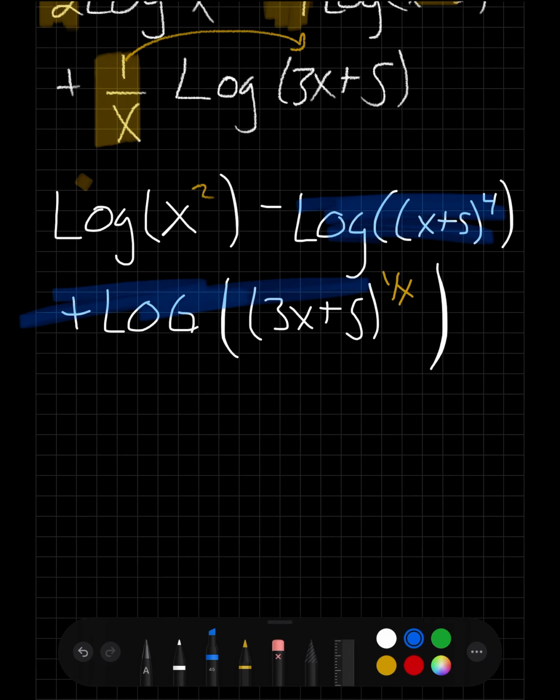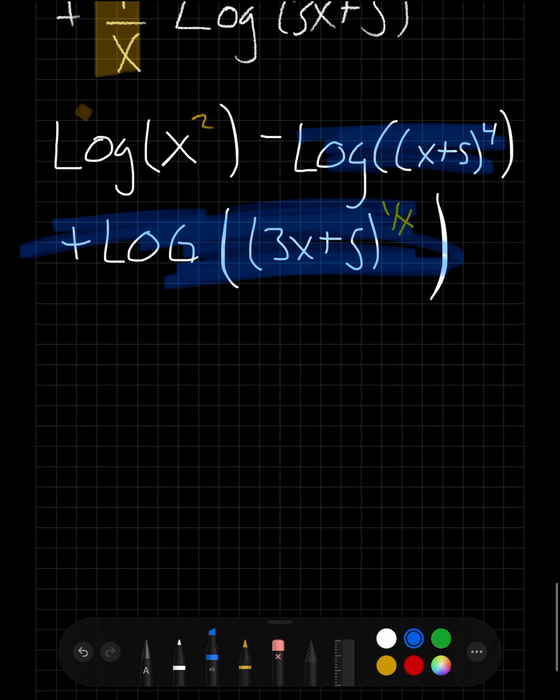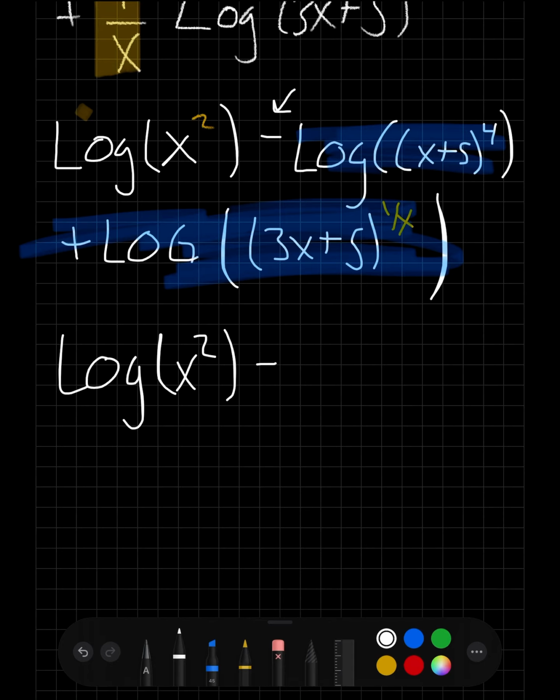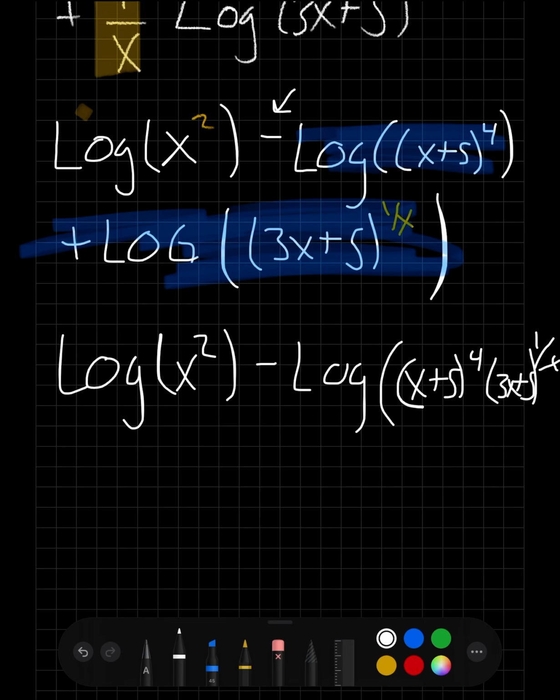I'm going to say I have this logarithm and I'm adding that logarithm, and they have the same base. So I'm going to use my product rule, and I'll have log of x squared minus, notice this minus sign I'm keeping, the log of x plus 5 to the 4th power times 3x plus 5 to the 1 over x power.